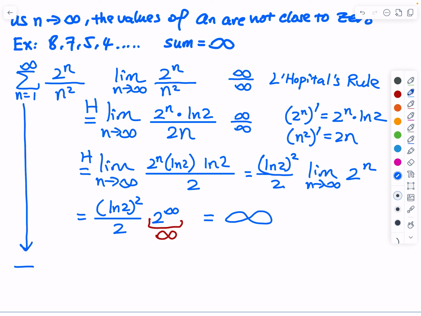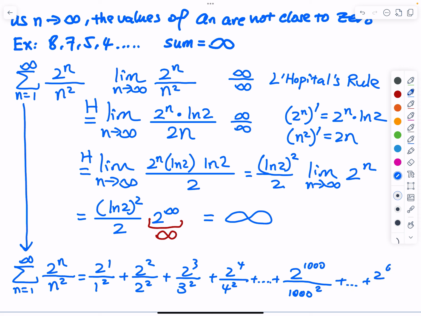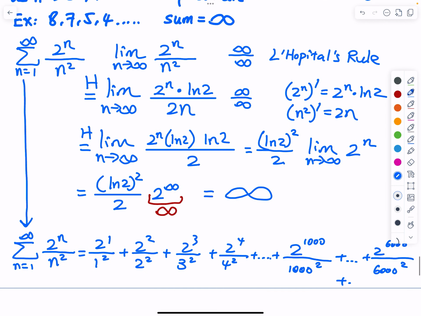How about this? We open this up, and then we have a summation, n equals 1 to infinity, of 2 to the n divided by n squared. That is equal to 2 to the first over 1 squared, plus 2 to the second over 2 squared, plus 2 to the third over 3 squared, plus 2 to the fourth over 4 squared. You will keep on adding until you reach 2 to the something big divided by that big base raised to the second power, and eventually you will reach 2 to the 6,000 power divided by 6,000 squared, and you will still keep on adding.